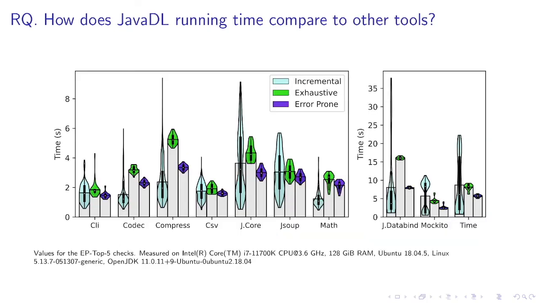To compare the running times of JavaDL and Error Prone, we configured Error Prone to run only the checks that we also ported to JavaDL. Error Prone and SpotBugs do not support incremental evaluation. In the plot, the gray bars represent the running times averaged over the commit range. We observed that, while JavaDL outperforms Error Prone only for 3 benchmarks, it remains competitive for the rest. The results for SpotBugs are similar and are available in the paper.